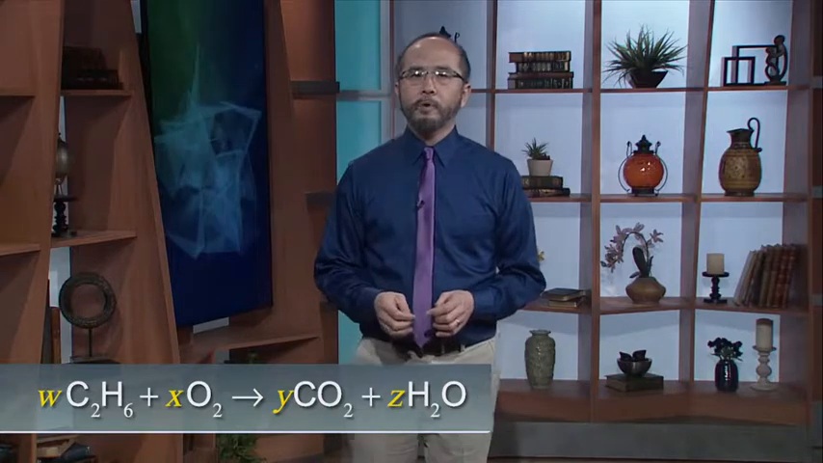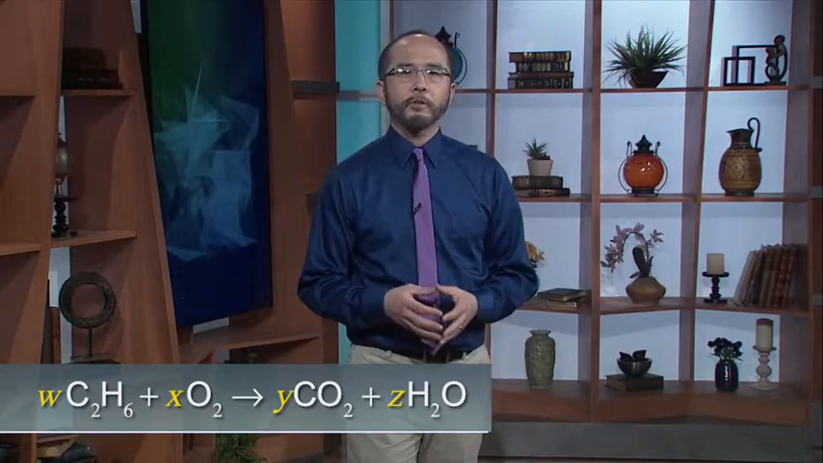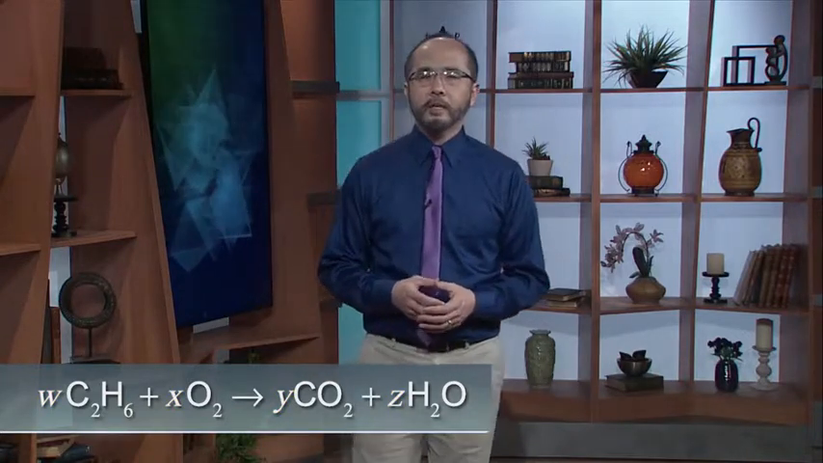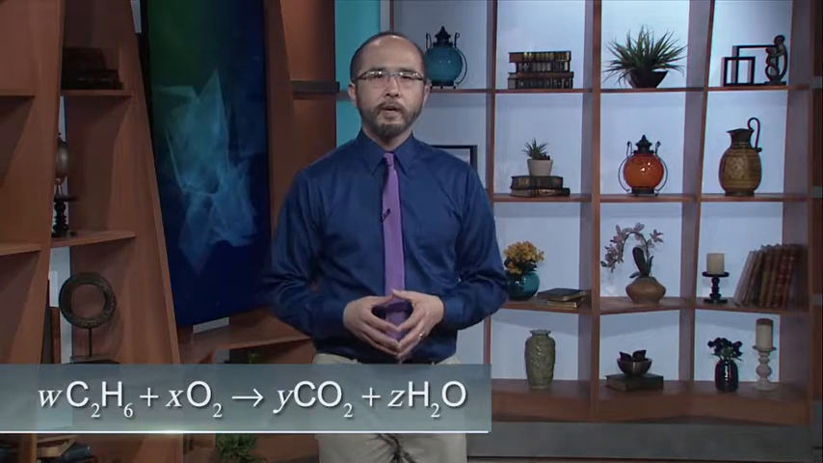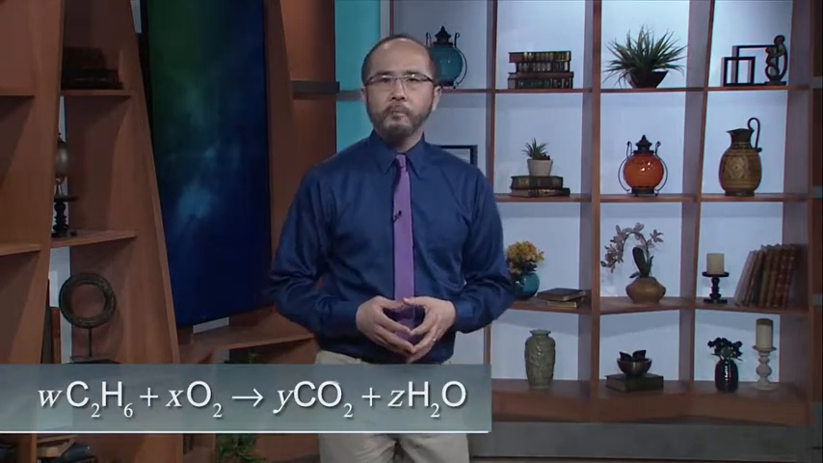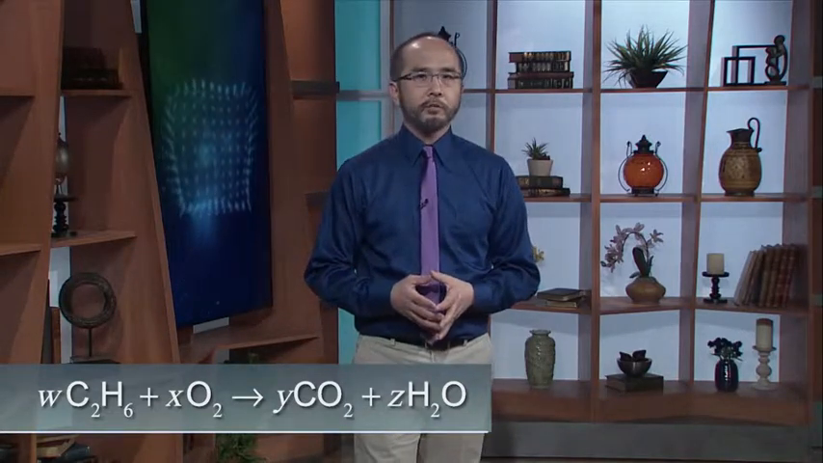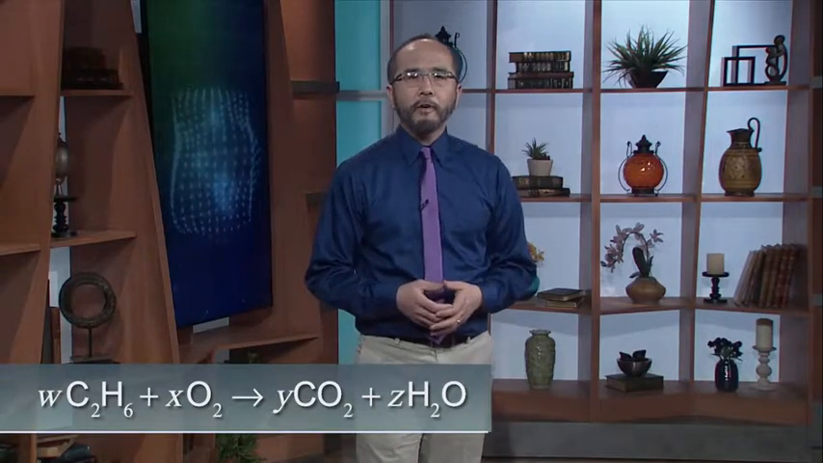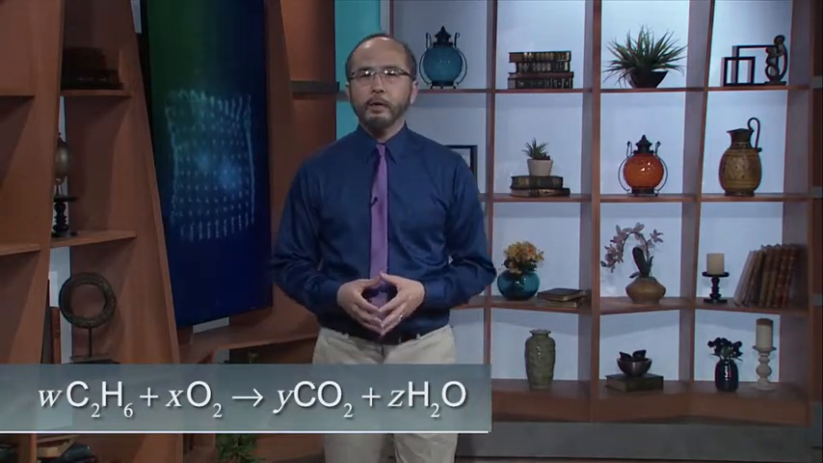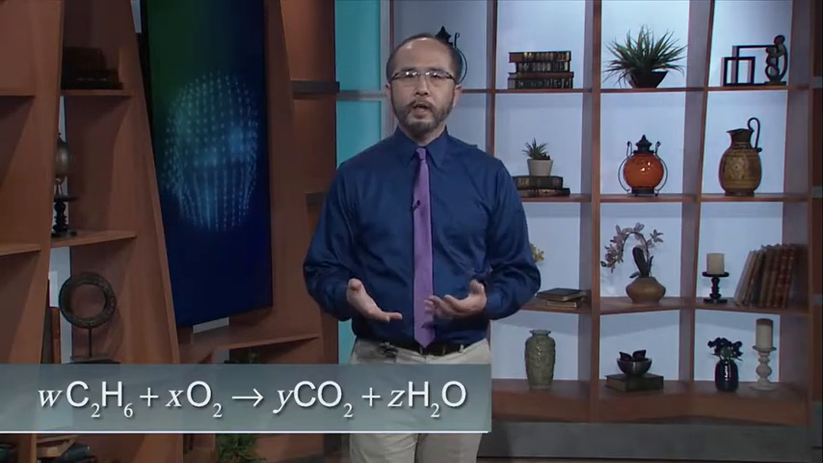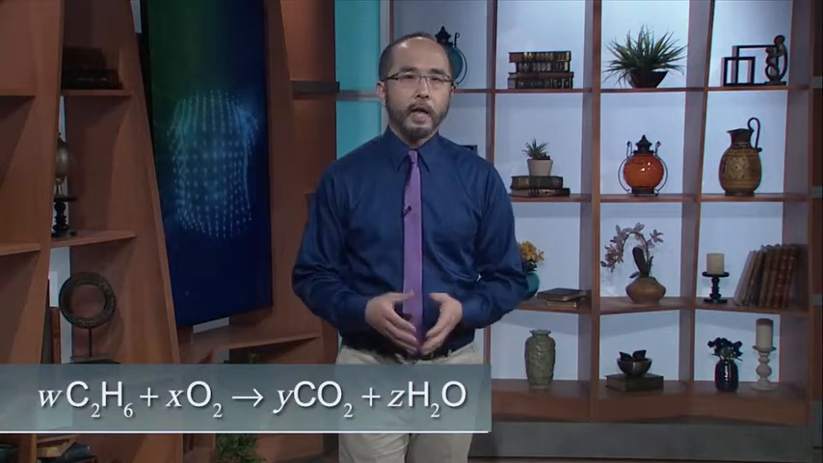To that end, let W, X, Y, and Z represent unknown amounts of each molecule in this equation. So, when we look at it this way, what we're saying is W molecules of ethane plus X molecules of oxygen should combine to give Y molecules of CO2 plus Z molecules of water. To find W, X, Y, and Z, notice that for each of carbon, hydrogen, and oxygen, we're going to get an equation that balances those elements on both sides.